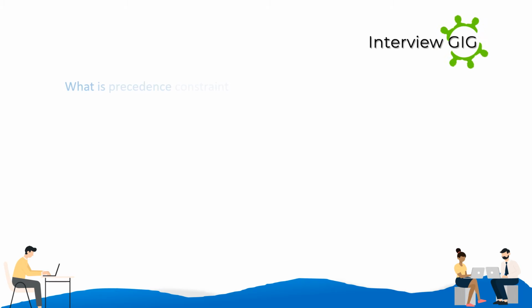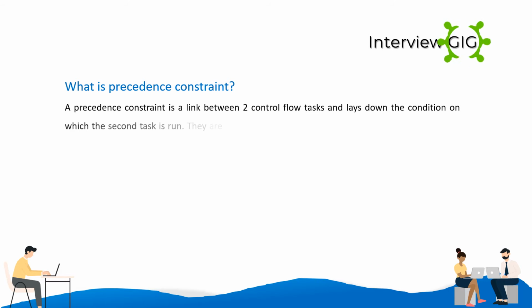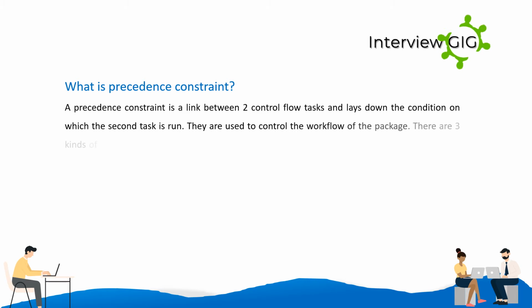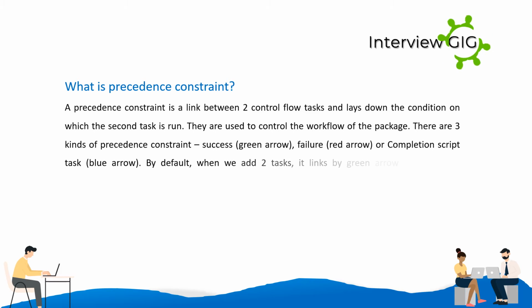What is precedence constraint? A precedence constraint is a link between two control flow tasks and lays down the condition on which the second task is run. They are used to control the workflow of the package. There are three kinds of precedence constraint: success, green arrow; failure, red arrow; or completion, blue arrow. By default, when we add two tasks, it links by green arrow.